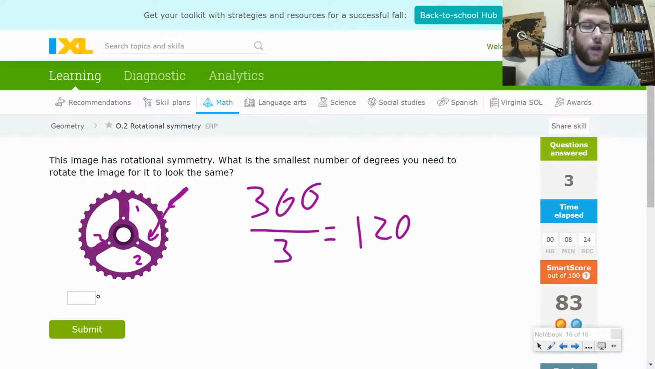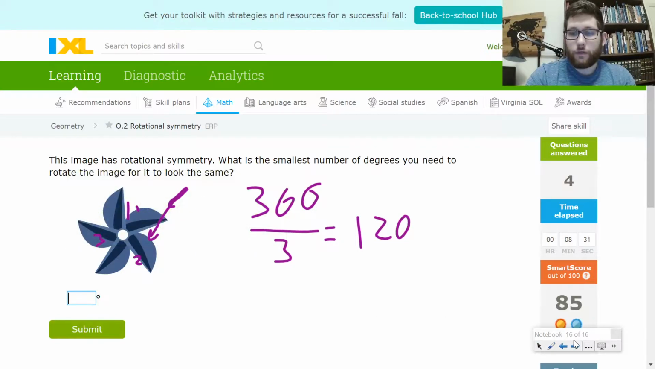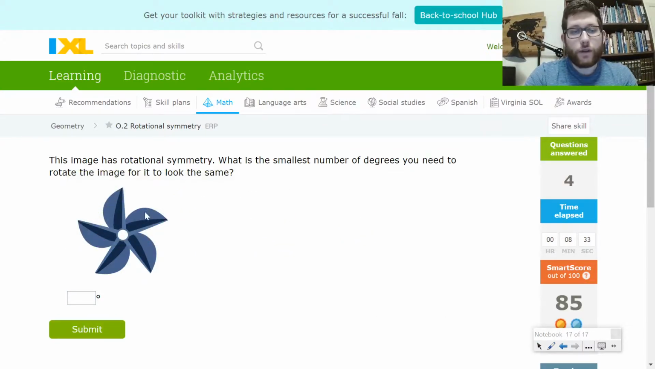All right, so hopefully that gives you a general idea of how to do these problems. If you get stuck, let me know. This one, we would count up 1, 2, 3, 4, 5. 360 divided by 5 would be 72, okay? So hopefully that's helpful to you. Let's look at the last one here.